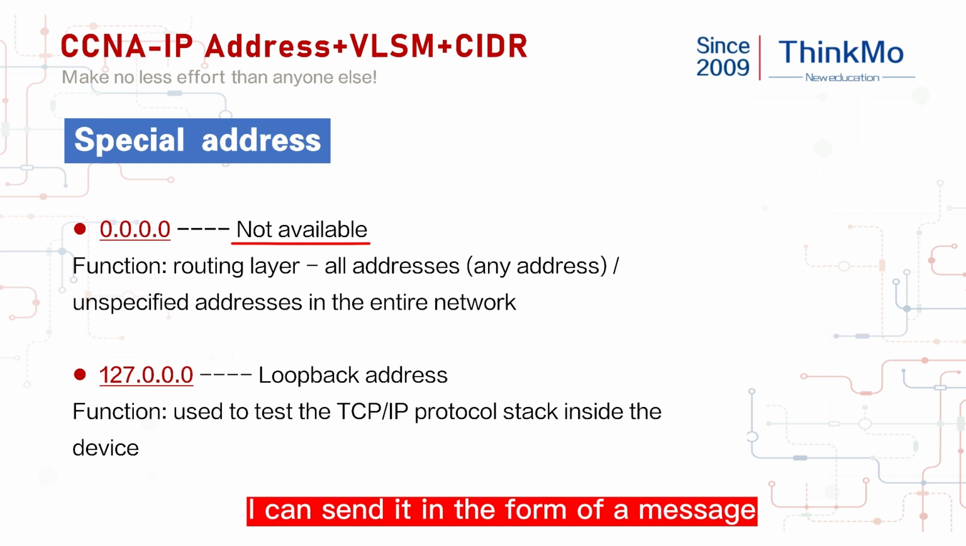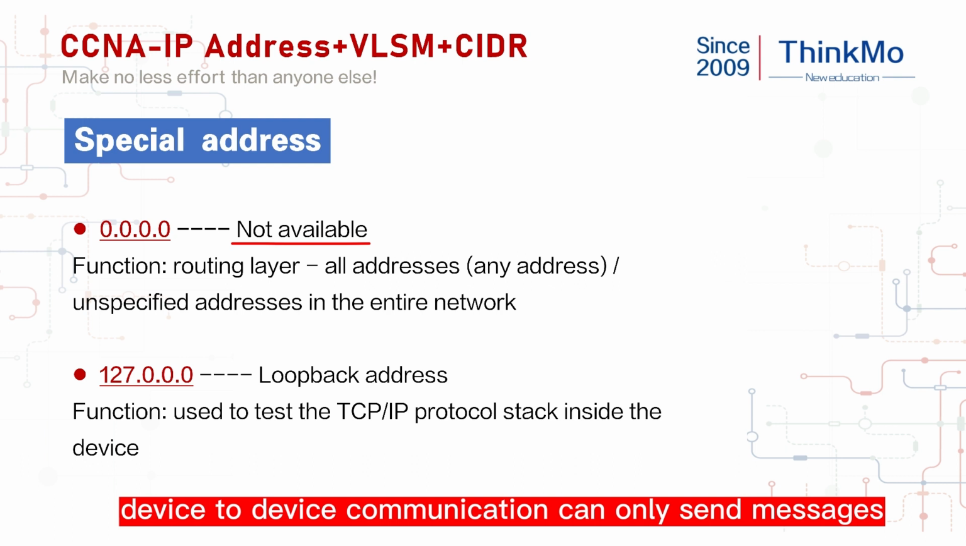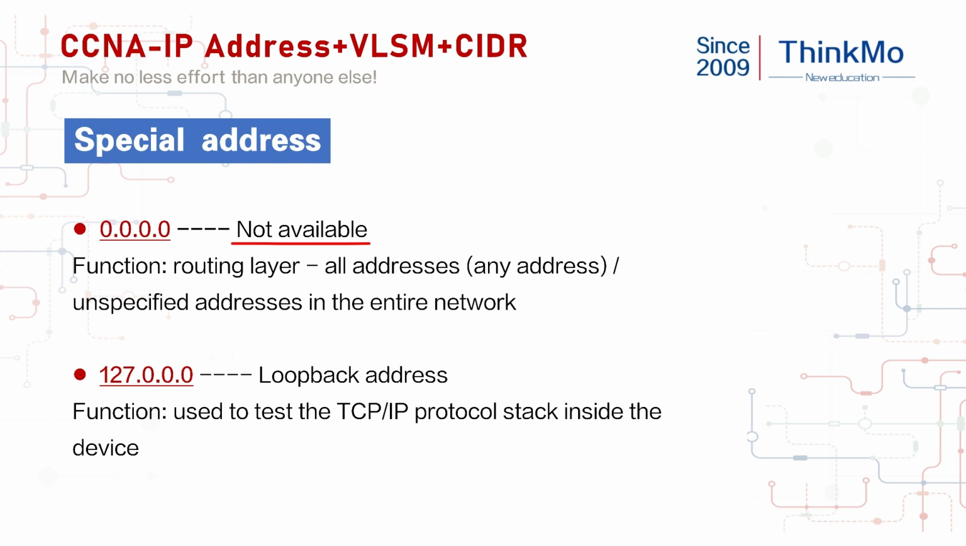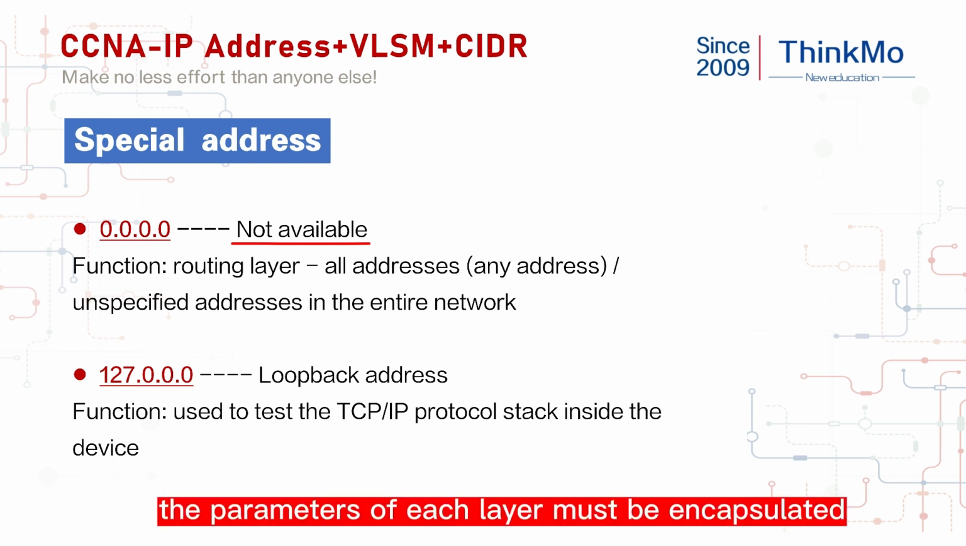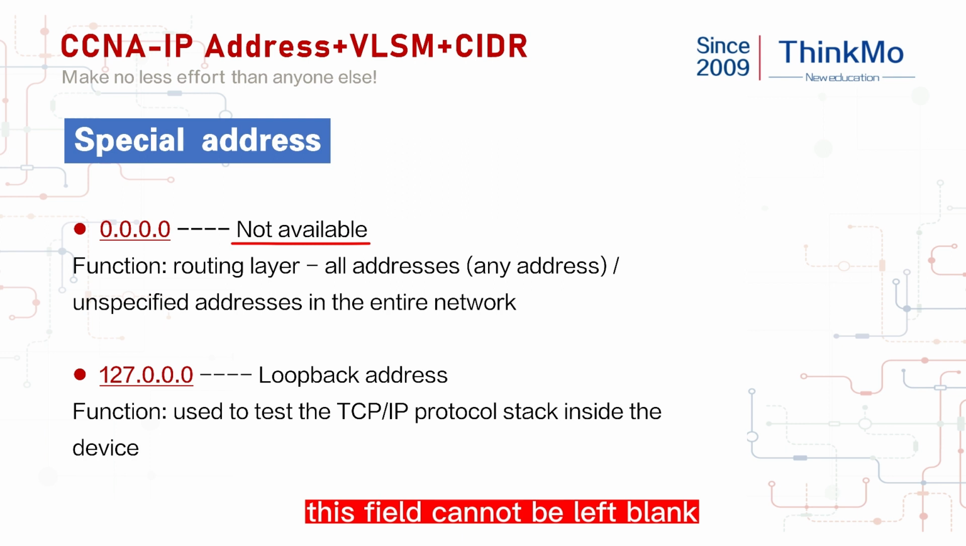I can send it in the form of a message. Like communicating with people, device-to-device communication can only send messages. Then when I request the address, I need to package. Data is encapsulated. For data communication, the parameters of each layer must be encapsulated. Even if you don't know, also fill in a "don't know". This field cannot be left blank.